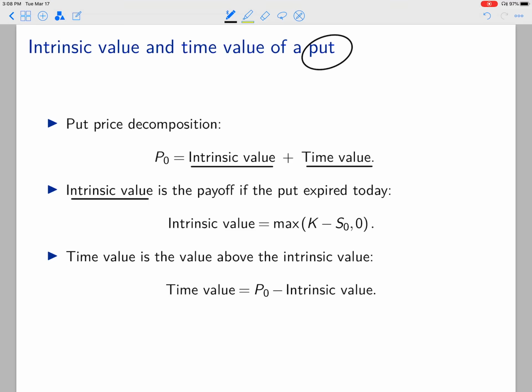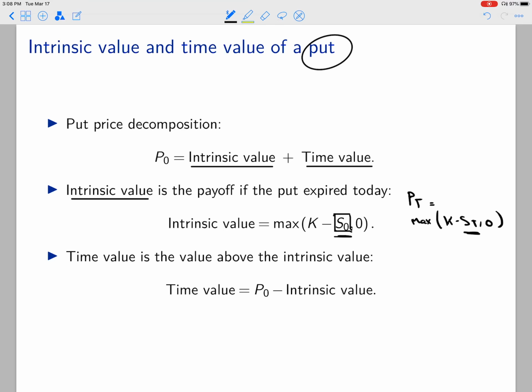Okay. And the way we calculate it is we just take the maximum of K minus S0, that's the big change, and 0. It's the payoff if the put expired today, or equivalently the payoff if the stock price did not change between now and date 0. We compare it to the normal payoff on the put, PT, which is just equal to max of K minus ST and 0. The only difference is that the conventional payoff uses capital S_T, while intrinsic value uses S0.